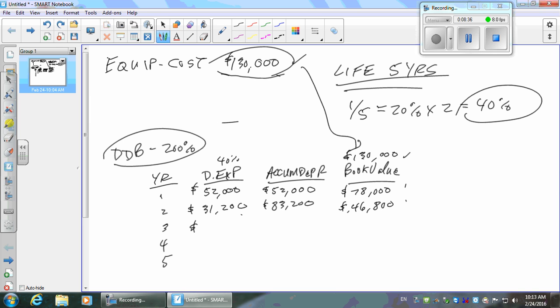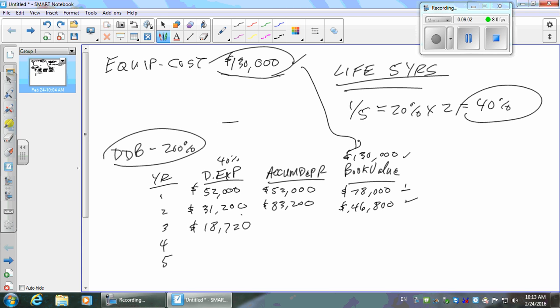All right. So what is 46,800 times 40%? This time you would use that, okay? How much is that? Numbers are getting strange. 18,720. Debit depreciation expense, credit accumulated depreciation.